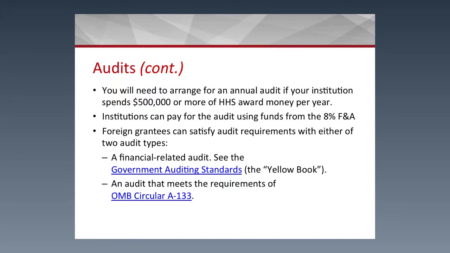If your institution receives $500,000 or more in HHS award money, you must conduct an annual audit. Foreign institutions can pay for an audit using funds from the 8% F&A budget. Foreign grantees can satisfy audit requirements with either of the two types of audits: a financial related audit, referred to as the Yellow Book, or an audit that meets the requirements of OMB Circular A-133.